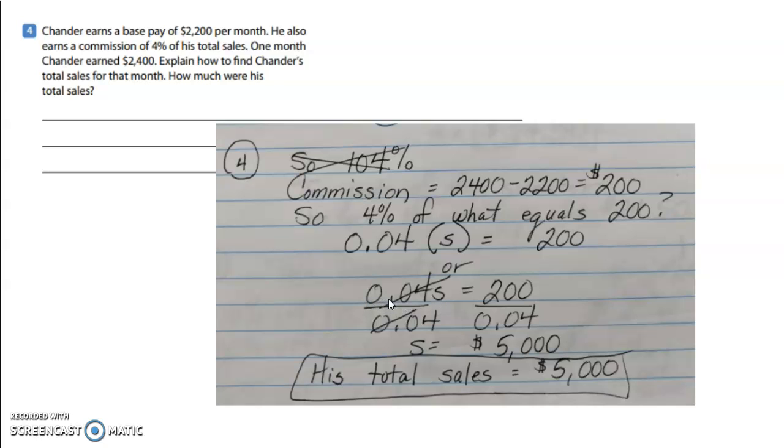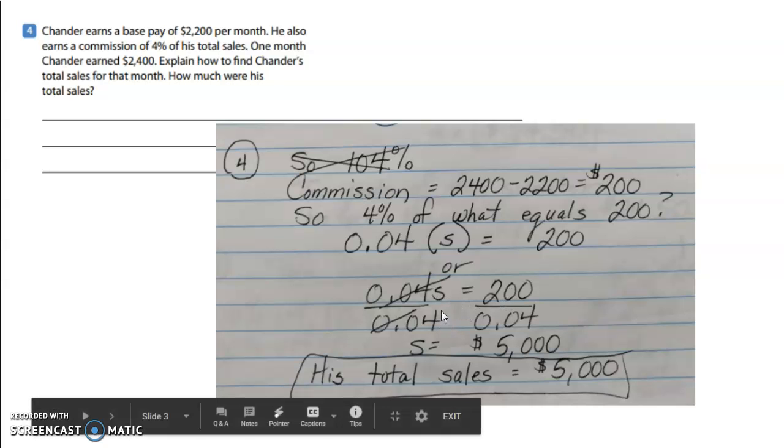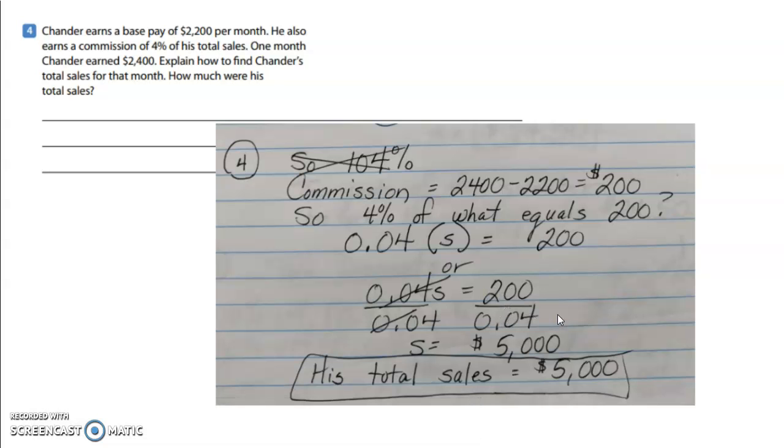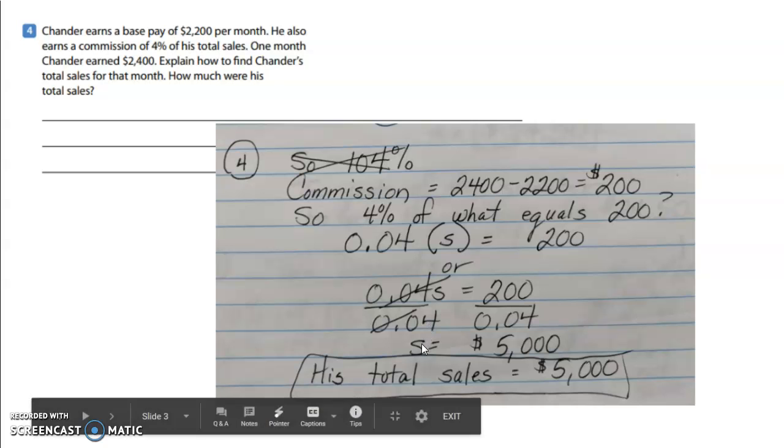So here's what I know: 0.04 times S is equal to 200. Since this is multiplication, I can divide. Note how I'm writing the division as a fraction. Fractions are division problems, and that makes it just a little bit easier to see. This is often the form used in algebra. So when I divided 4 100ths by 4 100ths, I got S.